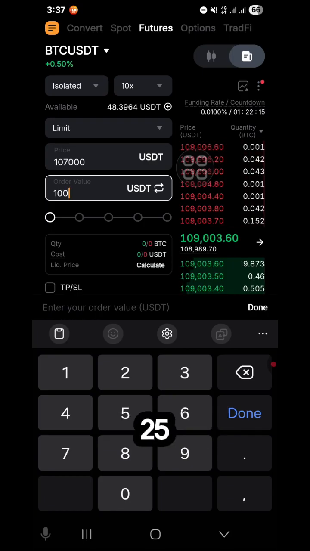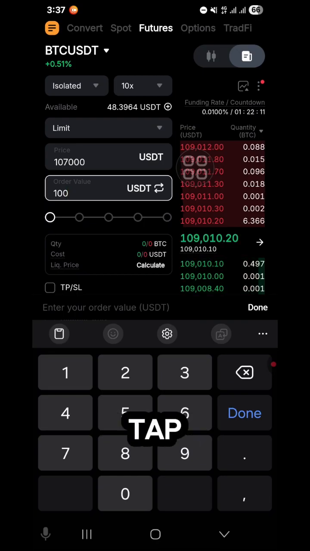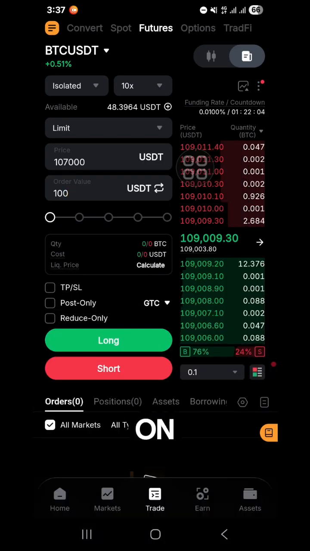If I'm using 25x, it will be 10 times 25, which should be 250. So I'm going to type 100 since I'm using 10x. I want to use $10 to enter this trade. 10 times 10 should be 100. I'm going to tap on done.